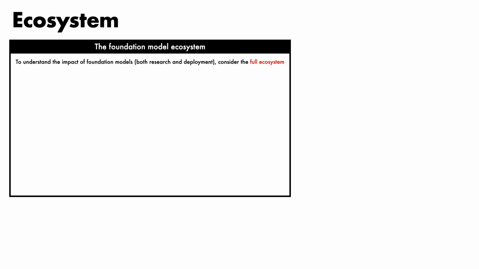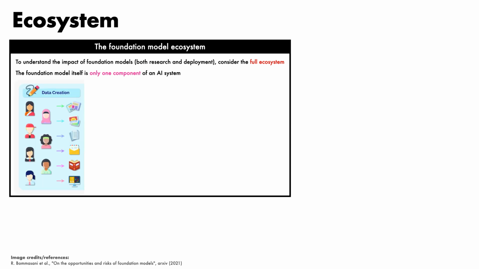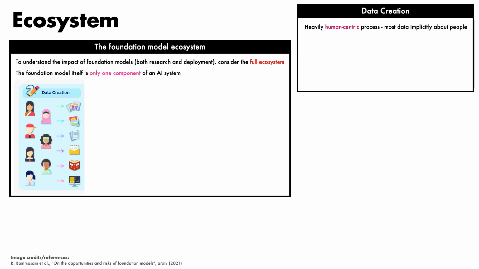In order to make progress in understanding the impact of foundation models, both in research and deployment, it is instructive to consider the full ecosystem that these models are part of, since the foundation model itself is only one component of an AI system. Allowing for some simplification, this ecosystem can be thought of as consisting of several stages. The first stage focuses on data creation. Data creation is a heavily human-centric process.